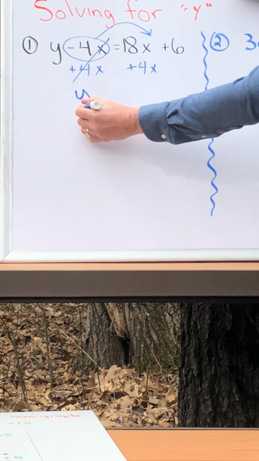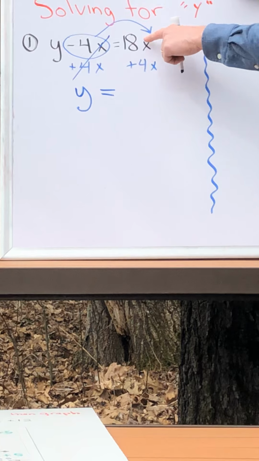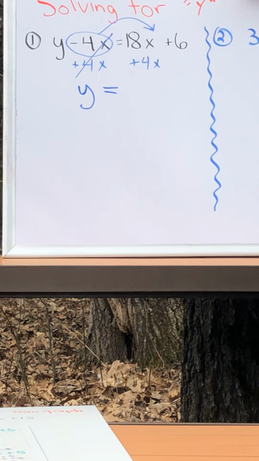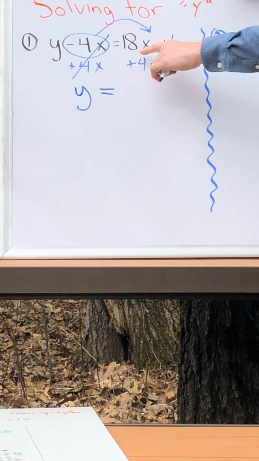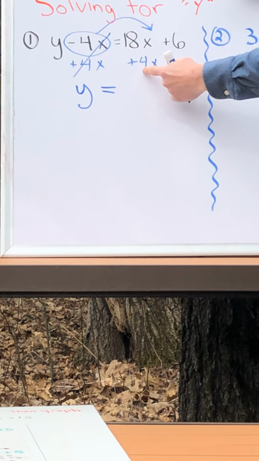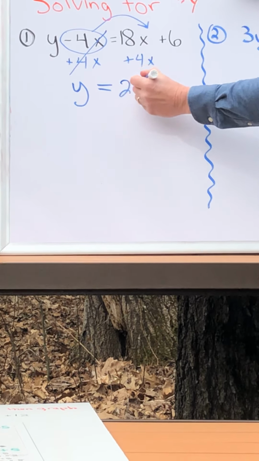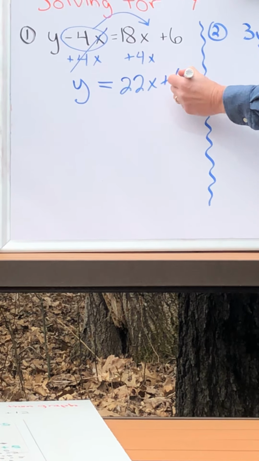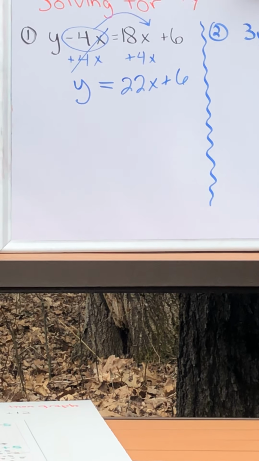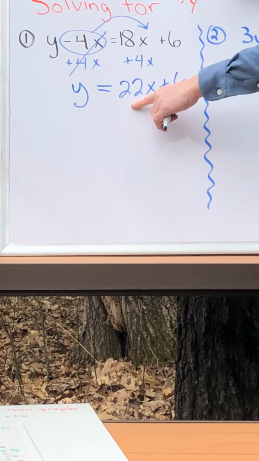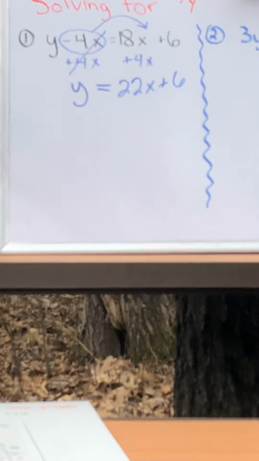Now I got the y. There's my equal sign. Now this is combining like terms. We've combined like terms this year. We're going to do it again. That coefficient of 18 and that coefficient of 4 get added together. It's 22x plus 6. And that's solving for y. We got the variable y all by itself and put everything else on the right side.